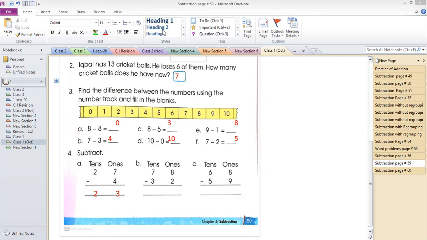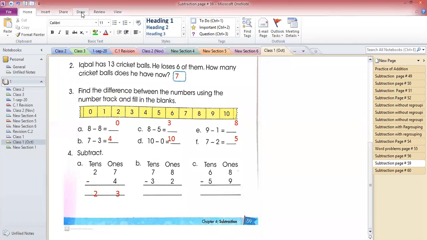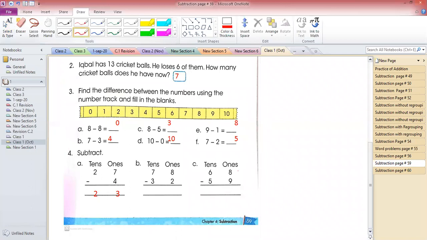Yes, Adam. This is question number 4B. I have to minus 32 from 78. So subtract the ones first. 8 minus 2 is equals to what? Draw 8 lines. How many lines should I draw? I need to minus 2 from 8. I will draw 8 lines.